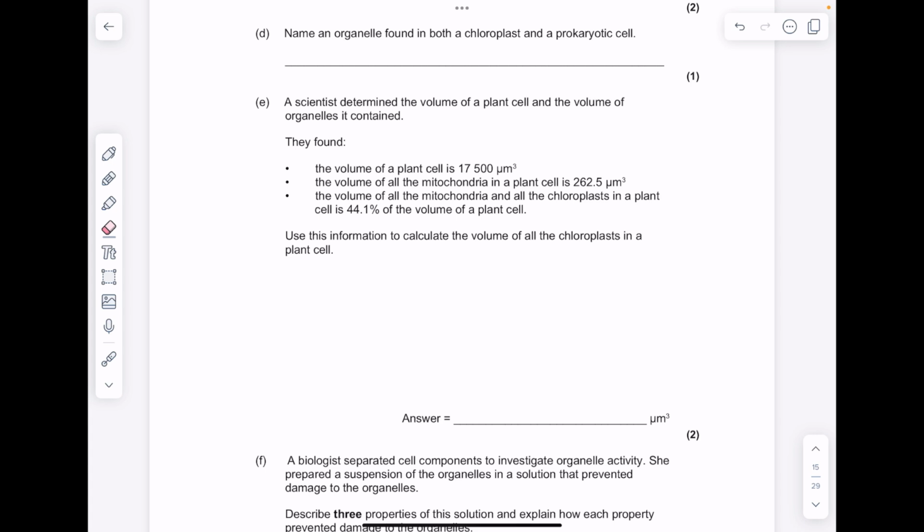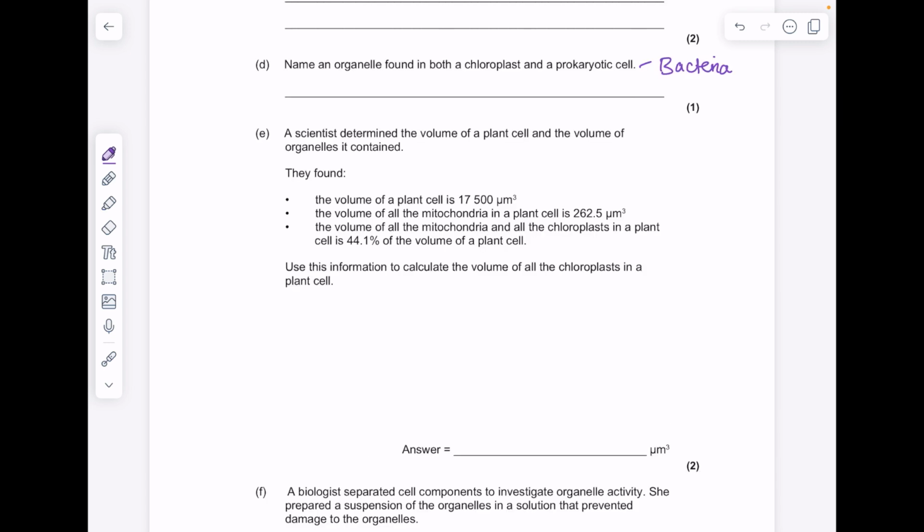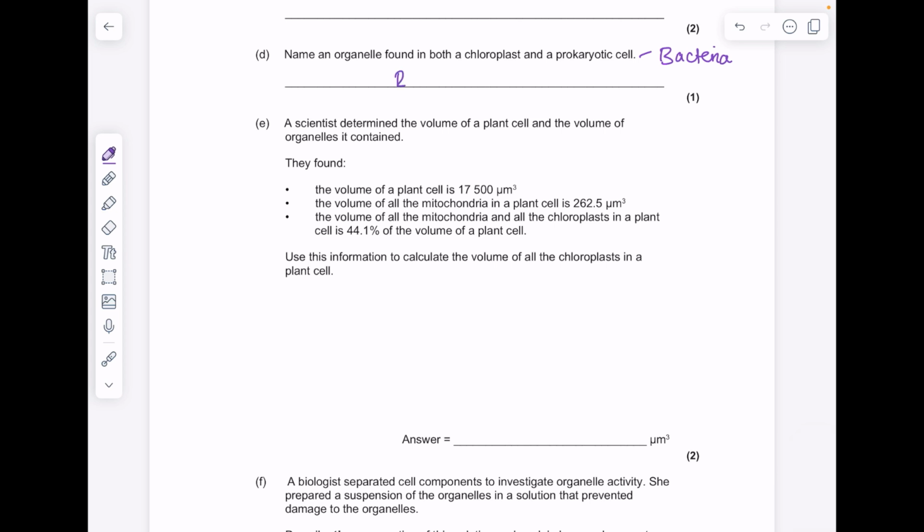Name an organelle found in both a chloroplast and a prokaryotic cell. So prokaryotic cell is something like a bacteria. The chloroplast, remember, is an organelle found within a plant cell. That makes it slightly trickier because it's asking what's found within a chloroplast. So your best option here is to pick ribosome, because after all, you need a smaller organelle than a chloroplast.